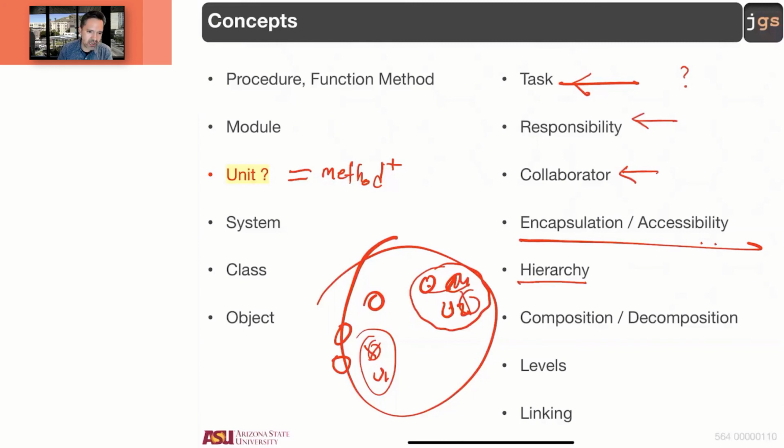Hierarchy. Why a hierarchy is important. And I just explained that before. Having access to the root. Composition, decomposition. Two key ideas. Levels. The layers that we described before. And one more thing. Linking. What is linking? If you work with Java, probably you never heard that word. But if you use C, C++, hopefully you read in your compilers that your compiler is linking. What is that?